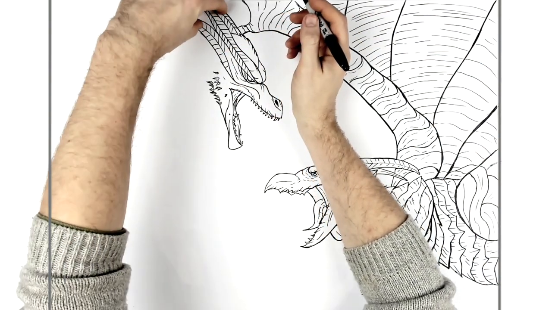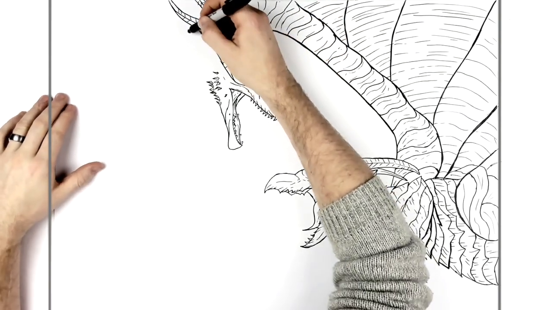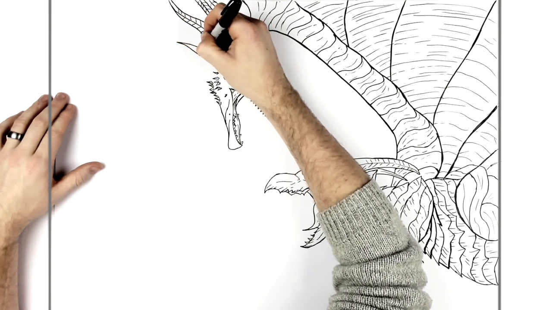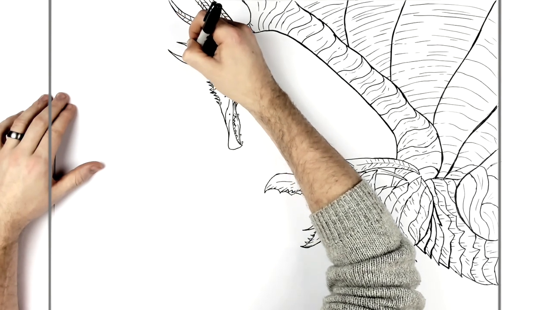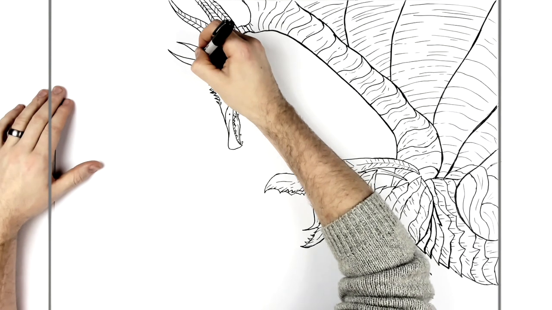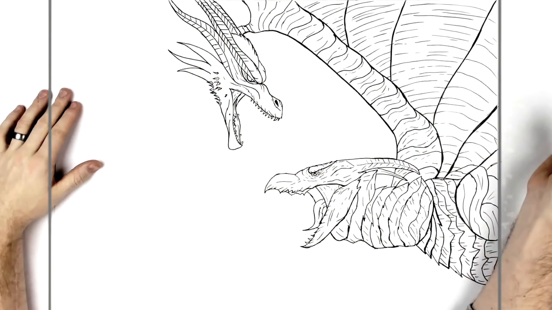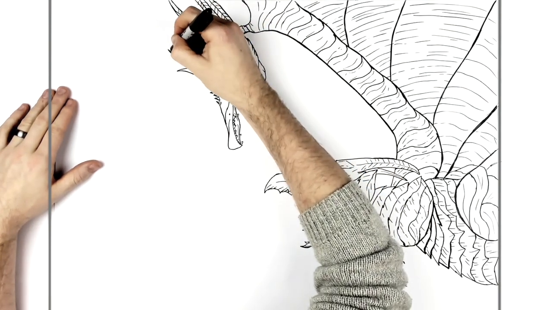And then we have three big horns here, and then three small ones coming out of the side of his face. So like here, one, two. And then we'll add the texture on them like we did the top ones.